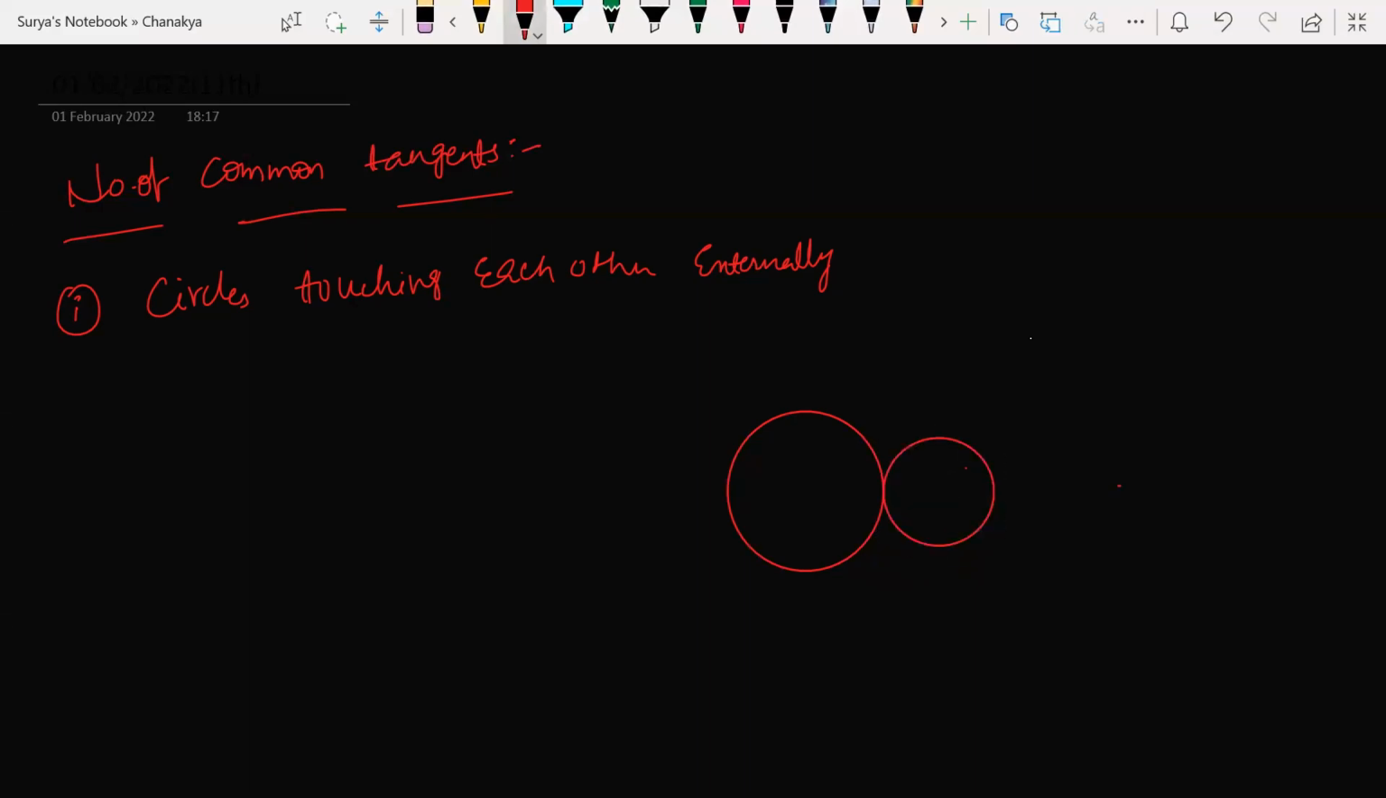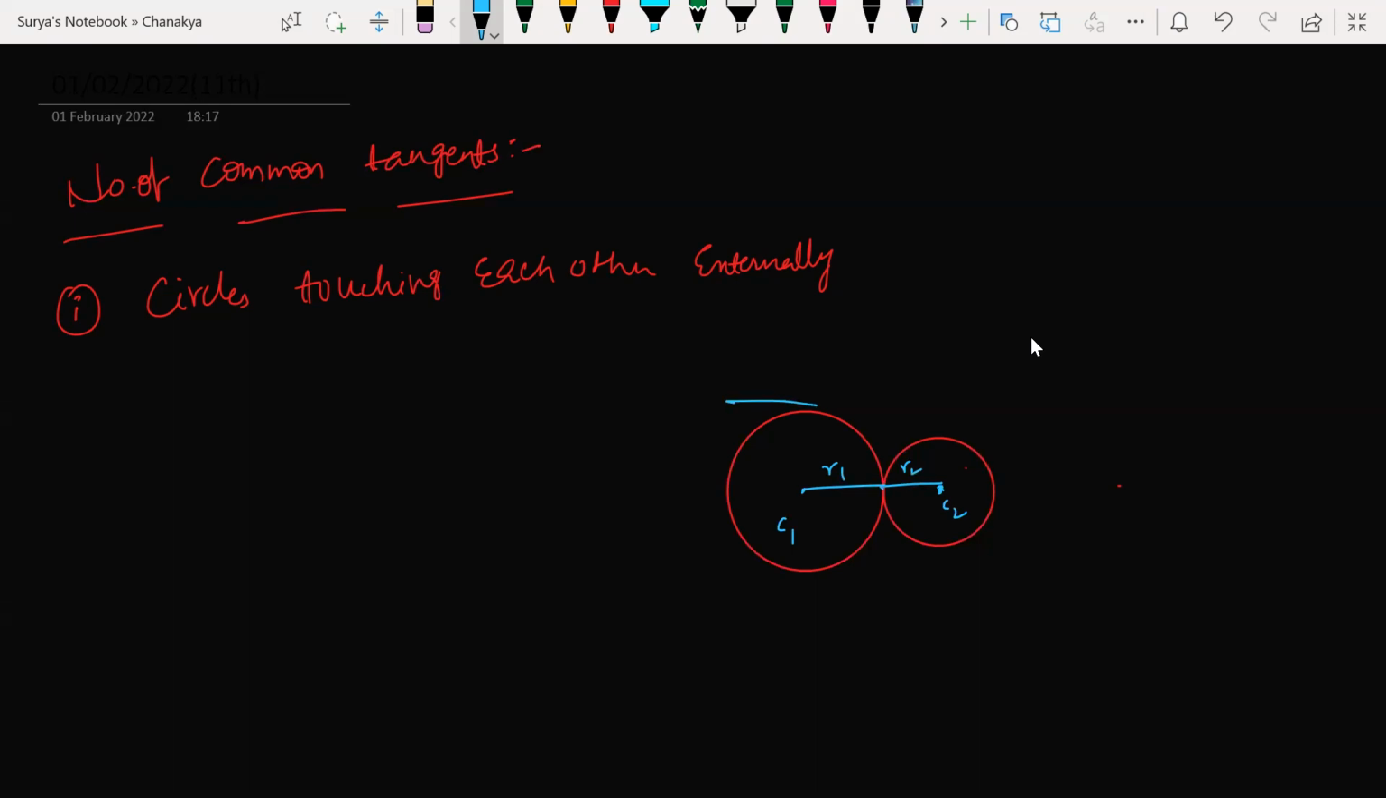Okay. So here, touching externally is nothing but touching each other from outside. Am I clear? Let's say this is C1, this is C2. This is radius 1. This is my radius 2. Am I correct, guys? This is my R1 and R2. Right? So how many common tangents could we draw here?